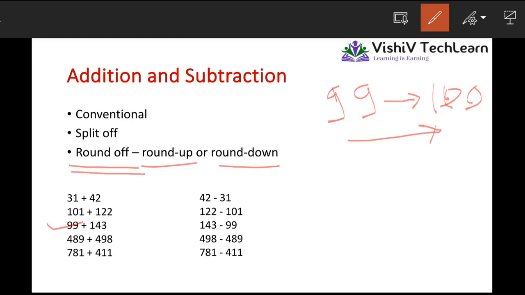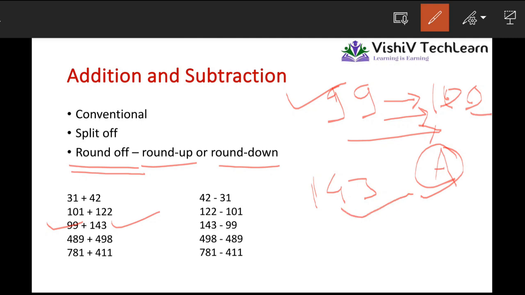And the second figure is 143. Even if we are rounding off the first figure, we can easily do the addition. So the calculation is 99 plus 143. We are rounding off 99 to 100, so we are adding one number. So whatever answer we get, from that answer we have to subtract 1 at the end. So when we round off 99 to 100, then 100 plus 143, the answer is 243, and from 243 if we subtract 1, the final answer we get is 242. So this is how we can use the round off method.